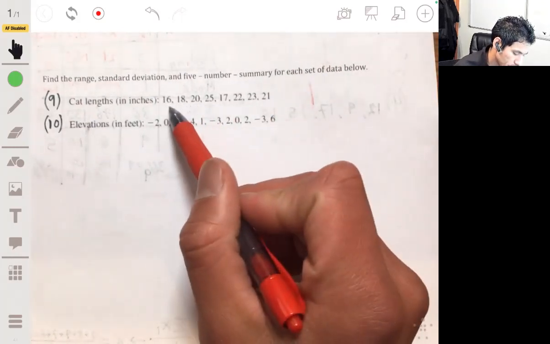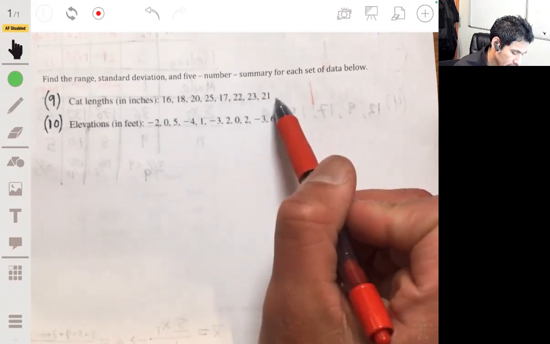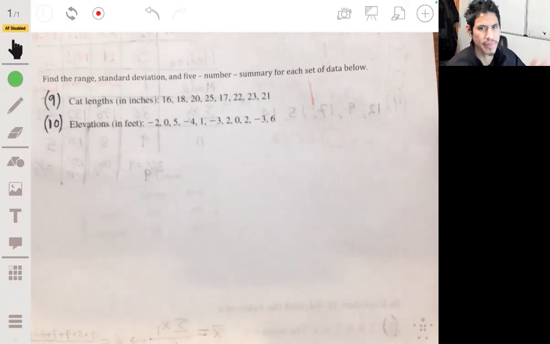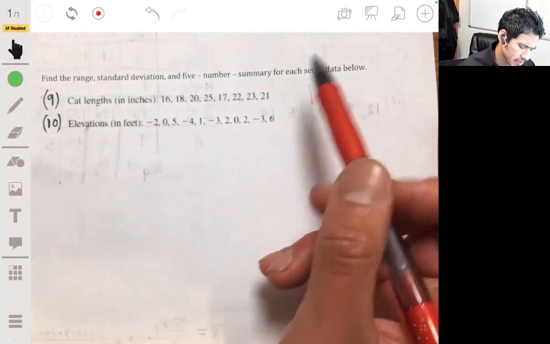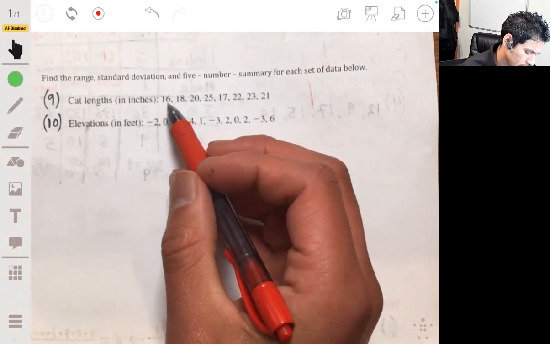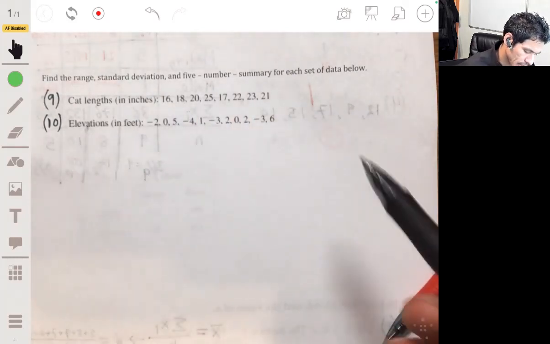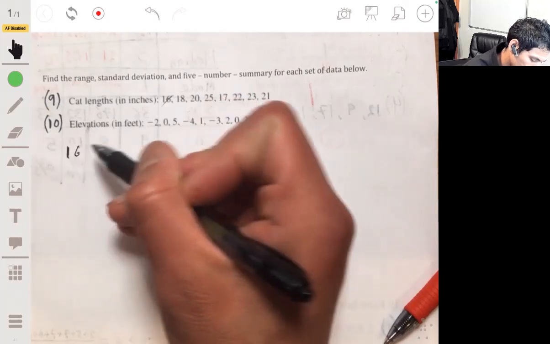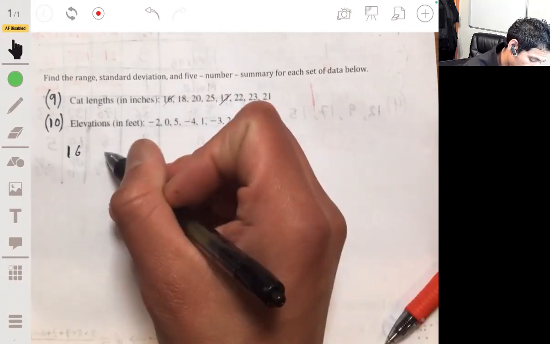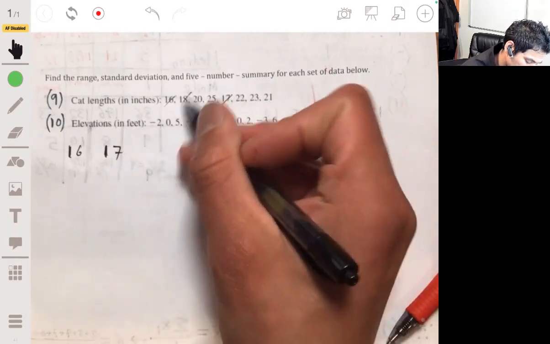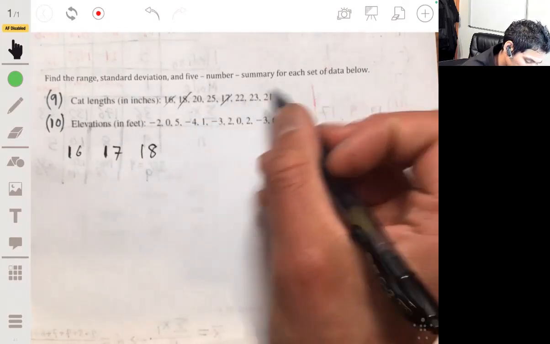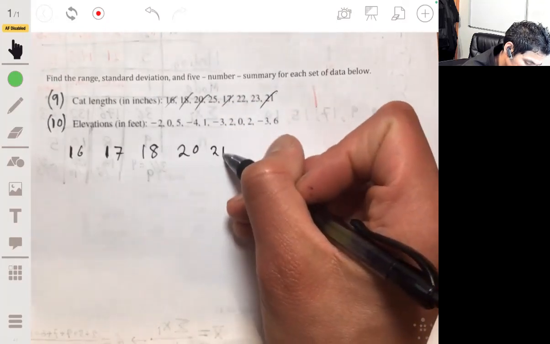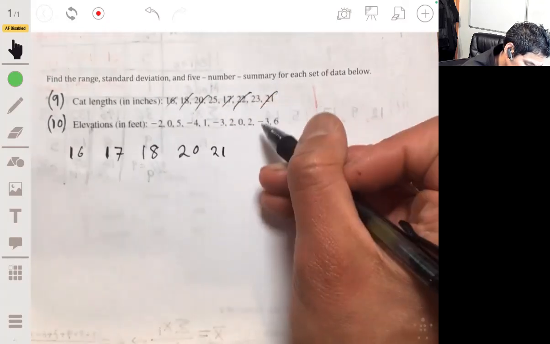So let's look at the cat lengths. Well, I guess cats have height. I don't know, they measure them from tail to head or something like that, whatever. Let's put them in order. Put the data in order first, because that's always a good way to start, in an organized way, and a way you can spot all the key characteristics or key stats. So we're putting them in order from smallest to largest.